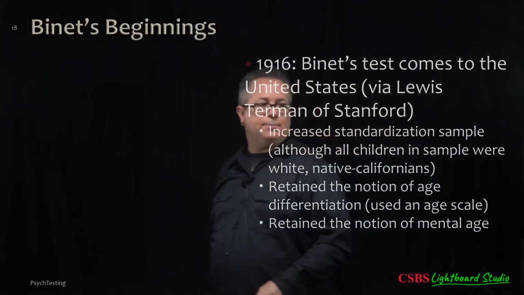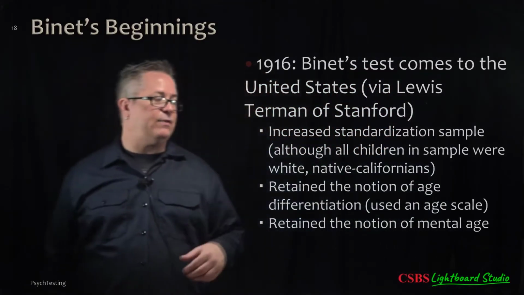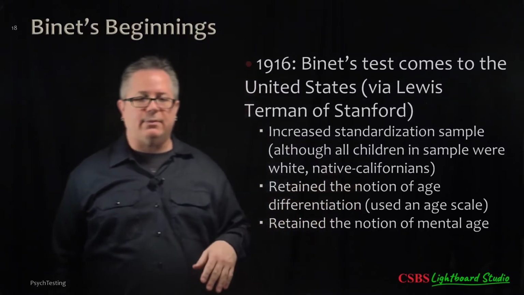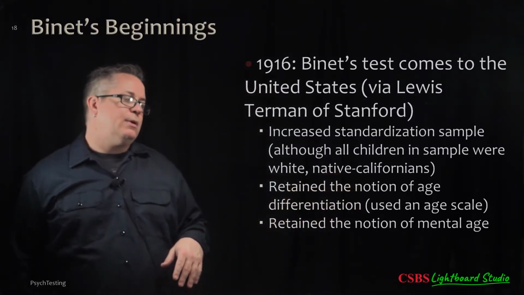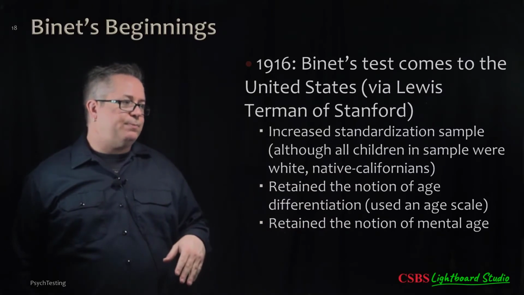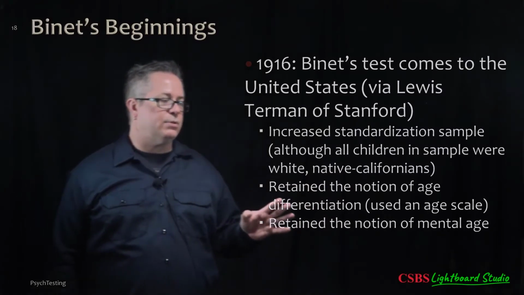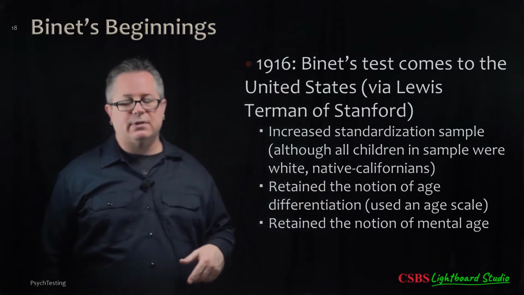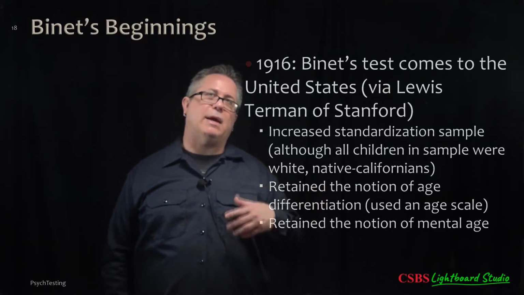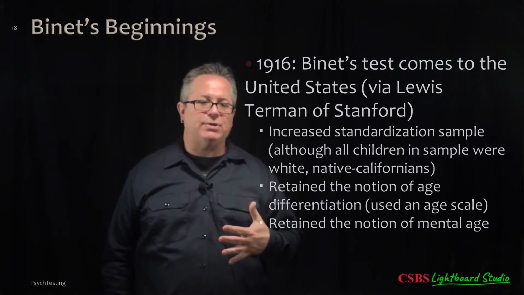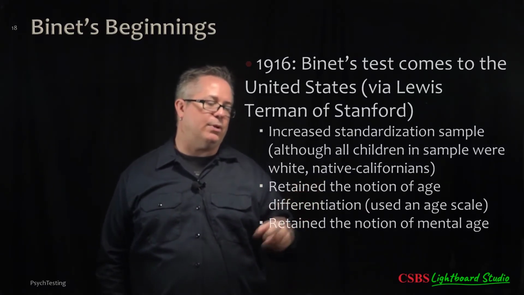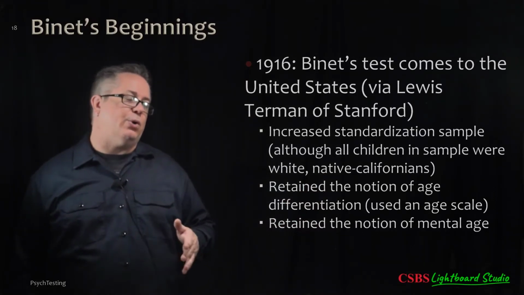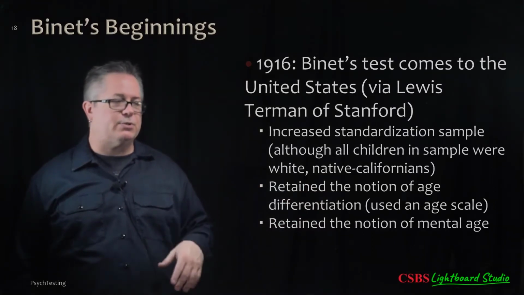So 1916 was when it came to the United States, at Stanford, which is why it became the Stanford-Binet. They increased the standardization sample, although there was an issue where all the children in the sample were white native Californians. So if you're talking about what your average person knows or understands, well, they're really only getting a small window. What do white Californians know? And you're being compared to them, which is problematic.